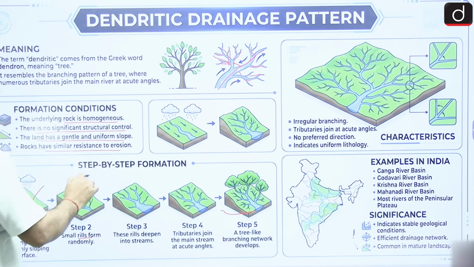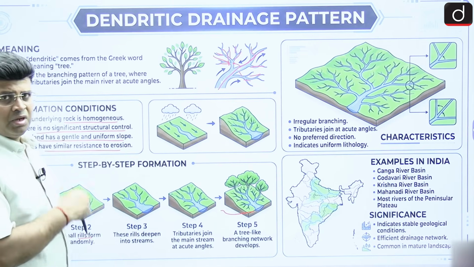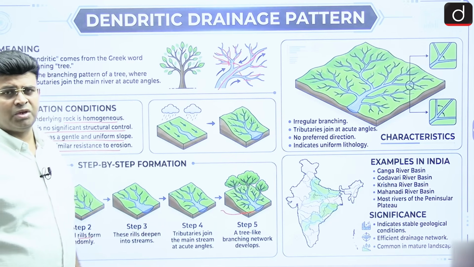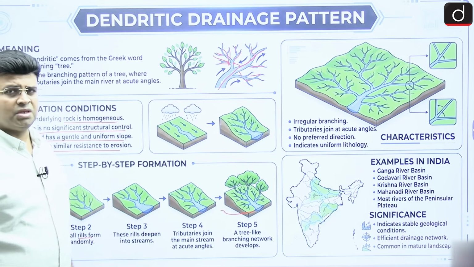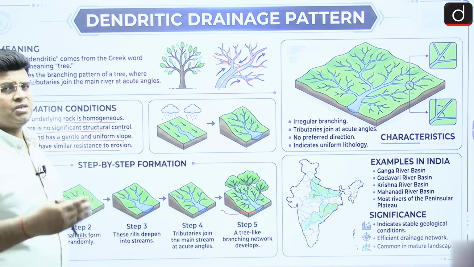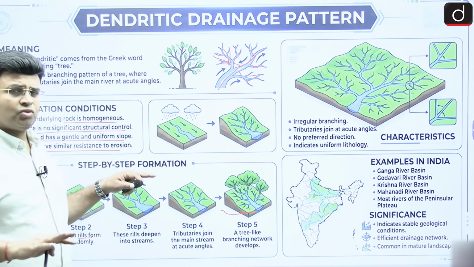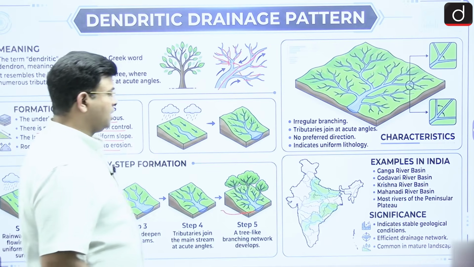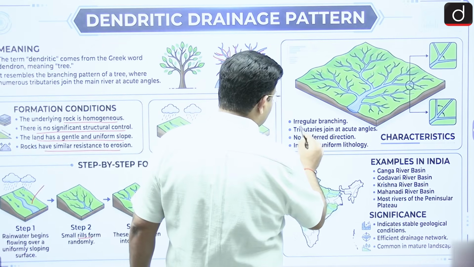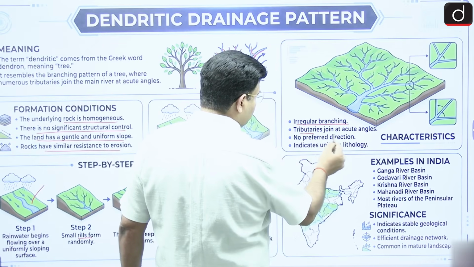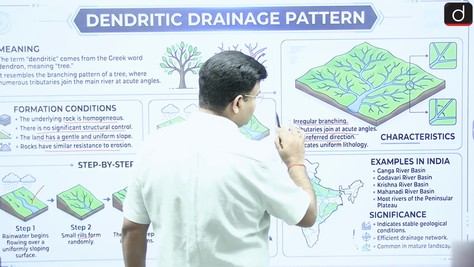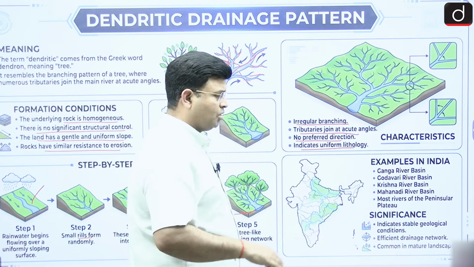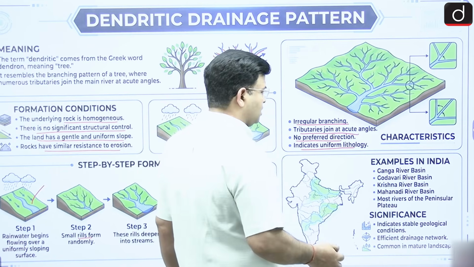Rocks have a similar resistance to erosion. Either it is sedimentary, it has the same resistance. If a river like the Godavari is developing over the igneous rock of peninsular India, they have the same resistance. So it should have only one type of rock, not different types of rock. Here the special characteristics are regular branching, tributaries joining at an acute angle, and no preferred direction. This river doesn't have a preferred direction, which indicates uniform lithology, either sedimentary or granitic rock.